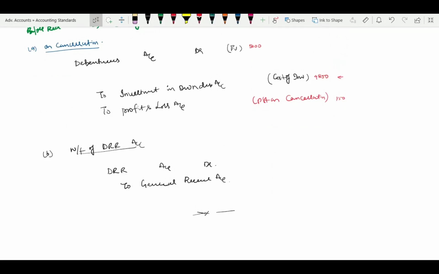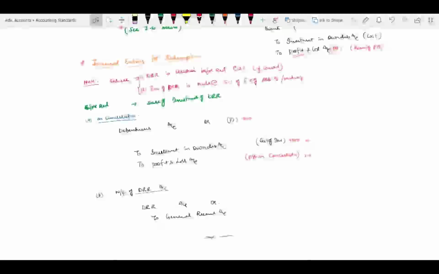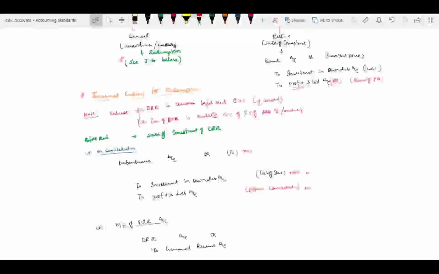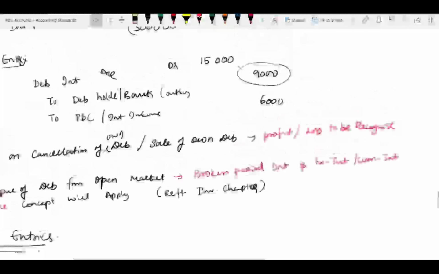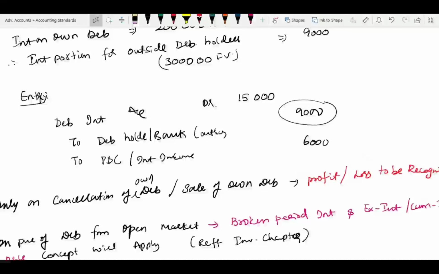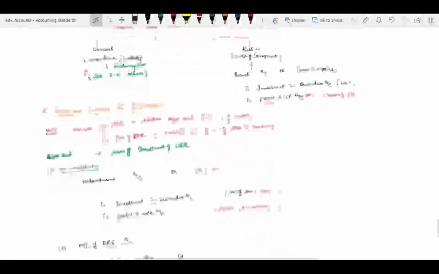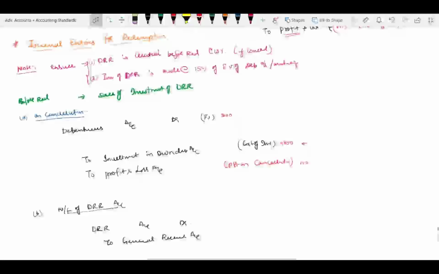And once it is redeemed completely, whatever DRR they have maintained is not required, therefore it has to be transferred to general reserve. So the reversal entry will come. That's all normal, those are all the entries. Now, if you have understood, let's go to the problems, my dear friends. If it is resale, it is just one entry for sale of investment. During the period, if there is an investment, then the entry for debenture interest on own debentures, I have already shown you in the notes. So if you are ready, let's go to the problem.